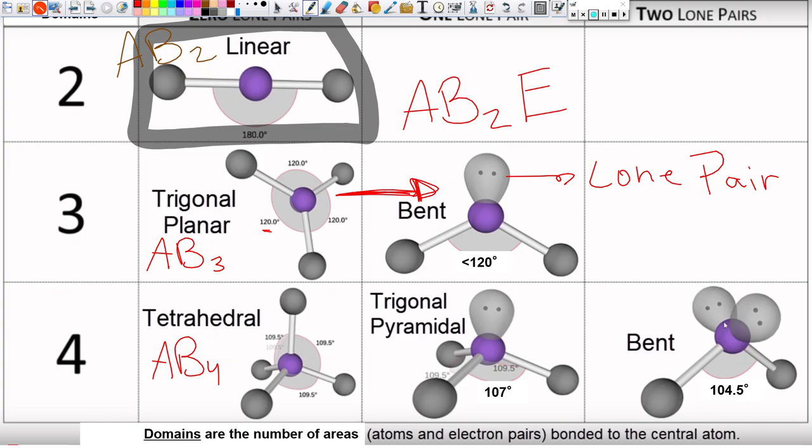I'm at 120 degrees from my head to my arms. If you pulled my head off and swapped it with a lone pair of electrons, what would have to happen to my arms? They go down, because lone pairs take up more space. That's what you need to know. Lone pairs take up more space. Six words.